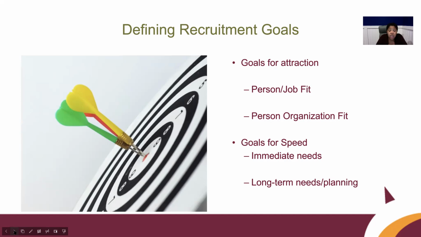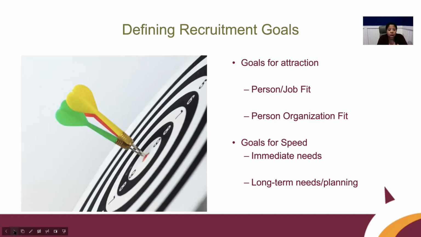And that first one is defining your recruitment goals. Very first step in the process, right? Our text lays out two concepts within that recruitment goal establishment. We have goals for attraction and we have goals for speed.